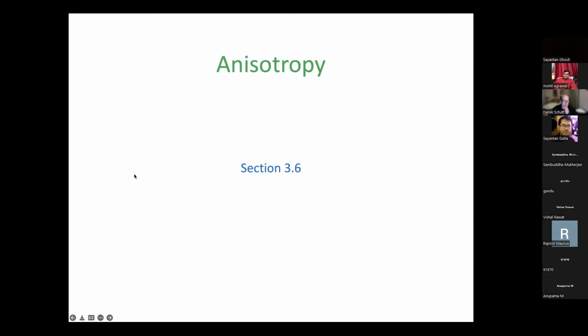All right, so anisotropy will more or less be the same as section 3.6 in the Stein and Wysession book that I've posted, although we are going to cover some things in a little more detail.